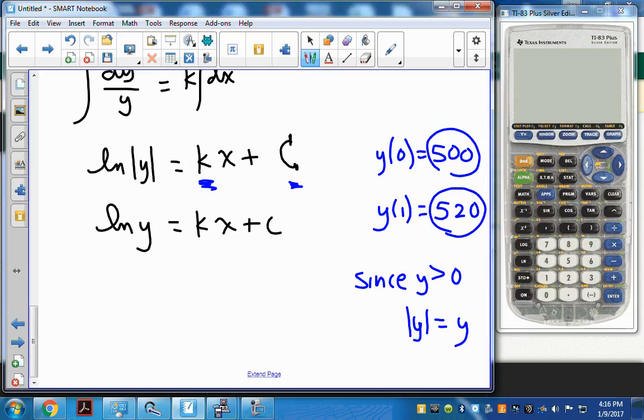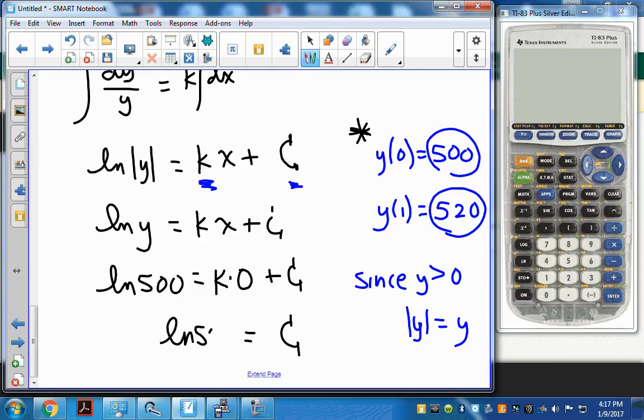Now, we can put the information in at this stage if we like. So for example, if we take this first data point and say that the y value is 500 when the x value is 0, k times 0 plus c, then that tells us right off the bat that c is the natural log of 500. Okay, and we can go that route.